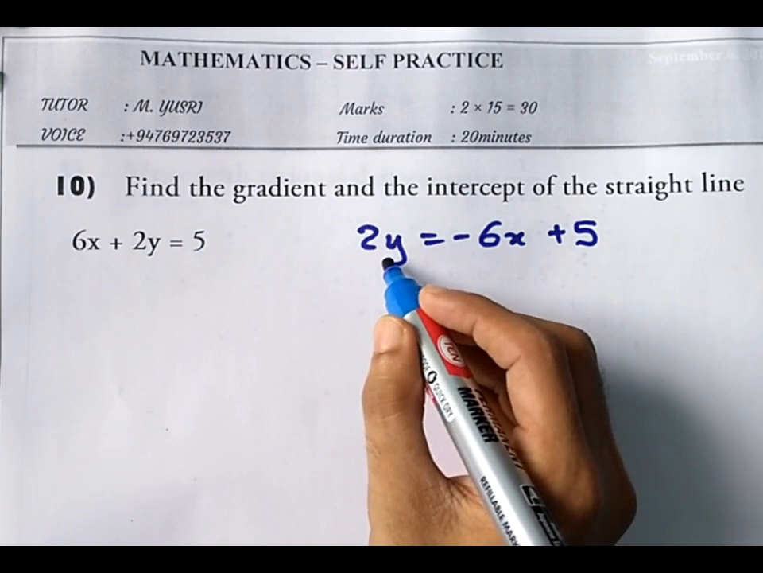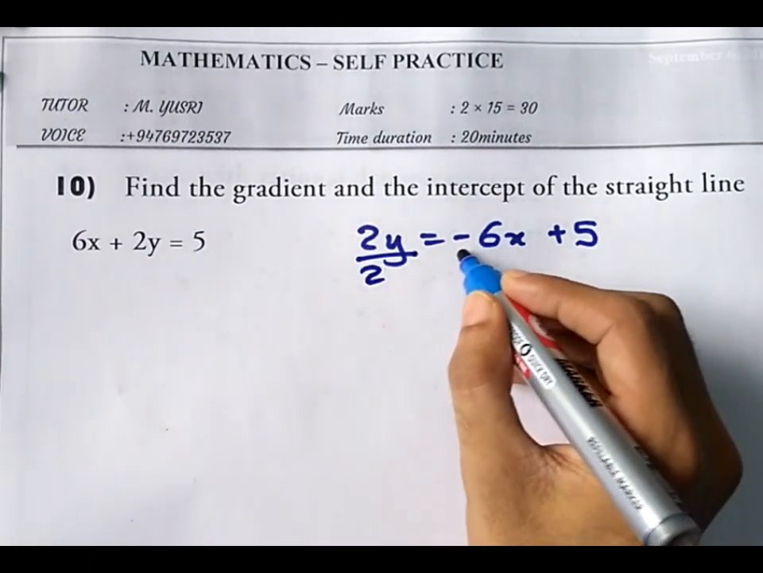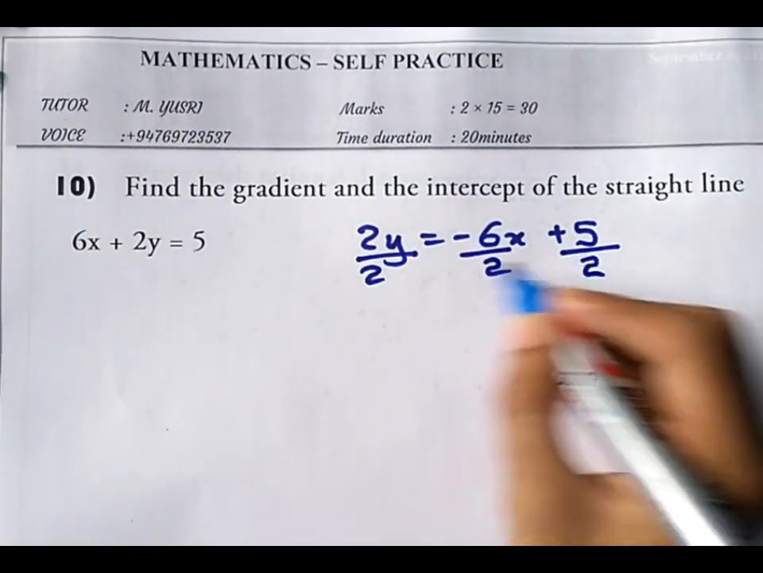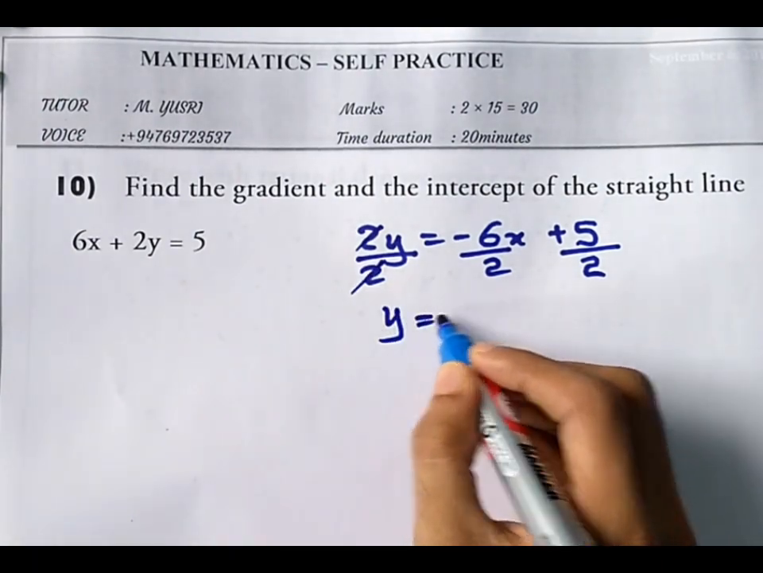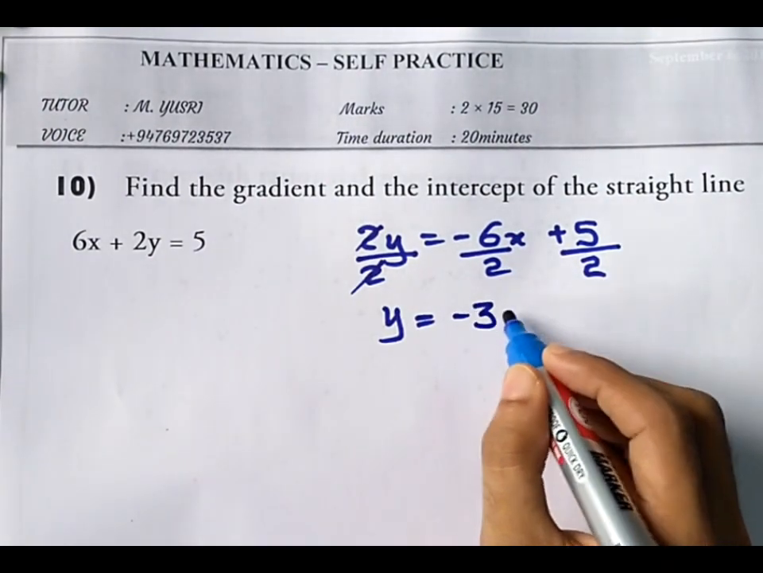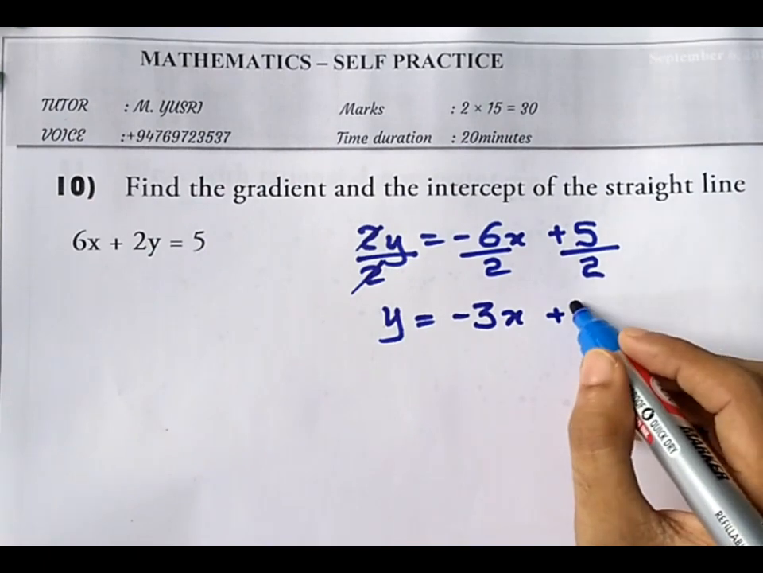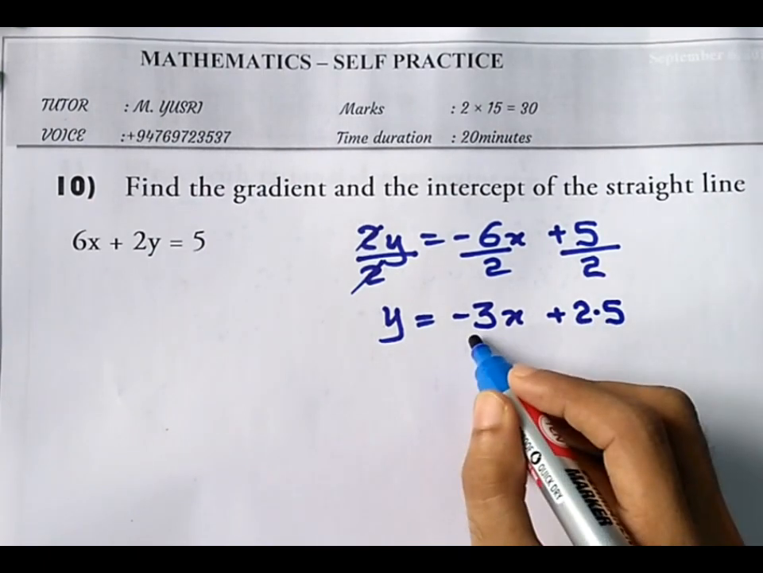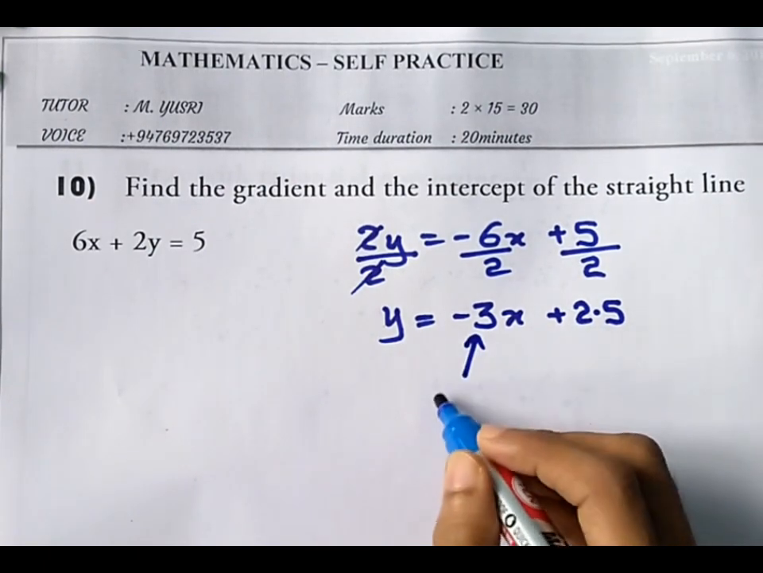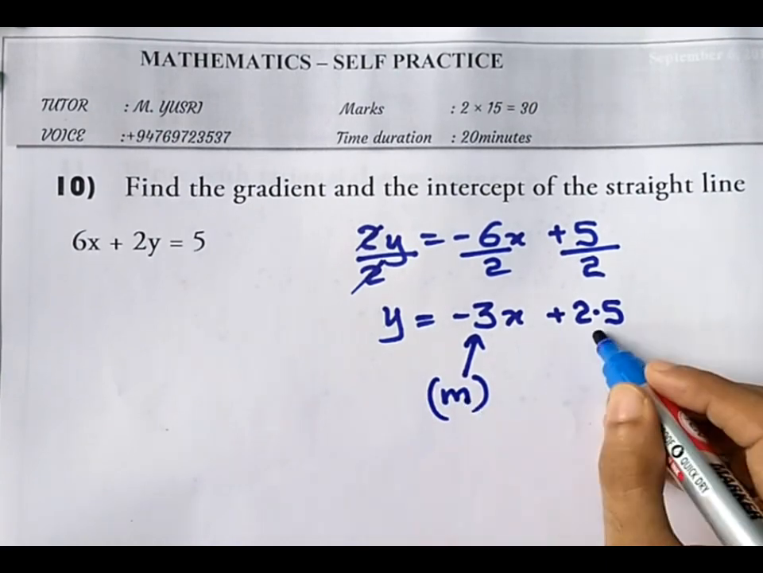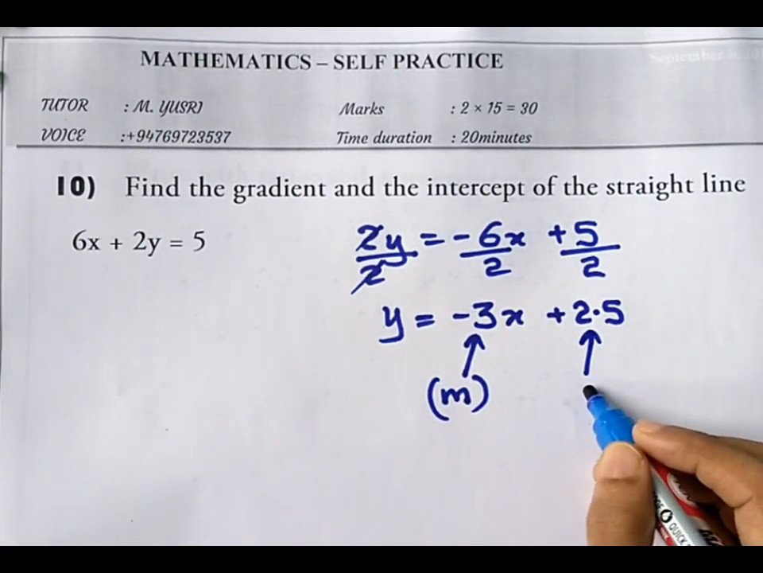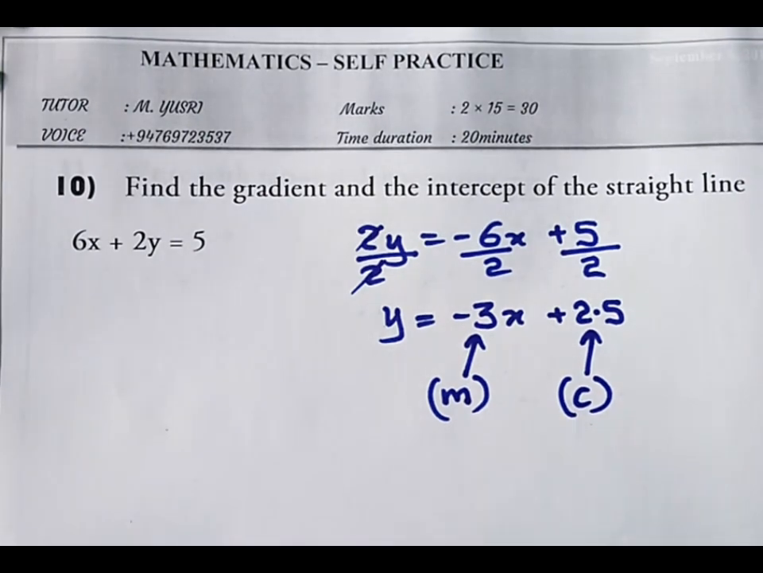Now y is still not subjected, so we have to divide them all by 2. The 2 cancels, and y equals minus 6 divided by 2, which is minus 3x, plus 5 over 2, or else we can take that as 2.5. Here the gradient is minus 3, the symbol for gradient is m, and the intercept is plus 2.5, that means c. y equals mx plus c.